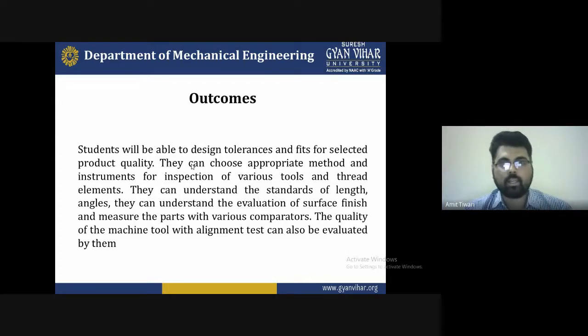So at the end of the lecture, the student will be able to understand what appropriate method to choose for the inspection of various tools, what types of surface roughness occur, what the defects of surface roughness are, and how to evaluate the machine tool quality. All these items we will understand in today's lecture.